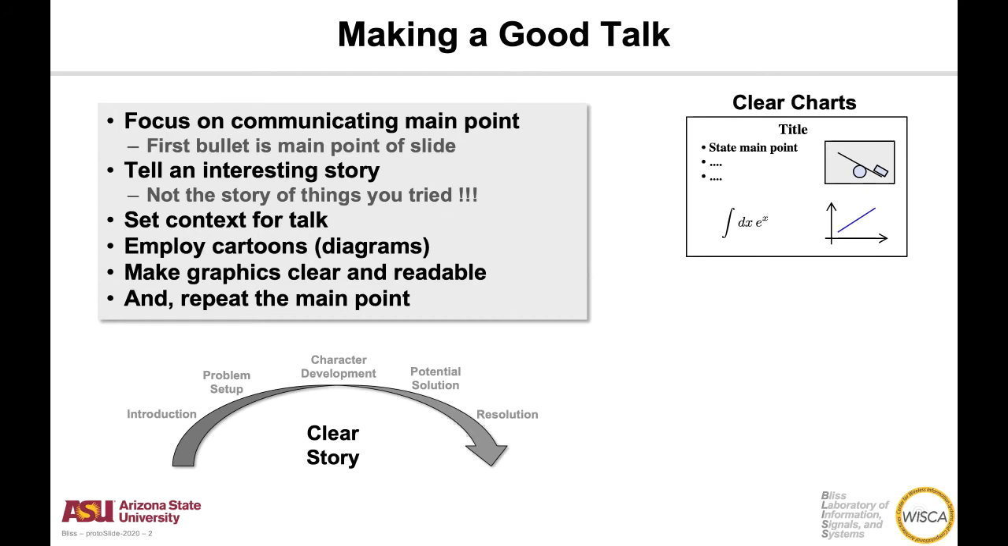There are various things you can do to do that, but one key thing is to not tell the story of all the things you tried and the path you took. You want to think about the technical story you want to tell. What is interesting technically? You need to set the context for it. People don't know what you're talking about, what the details are, what the background is. So you need to set that up.